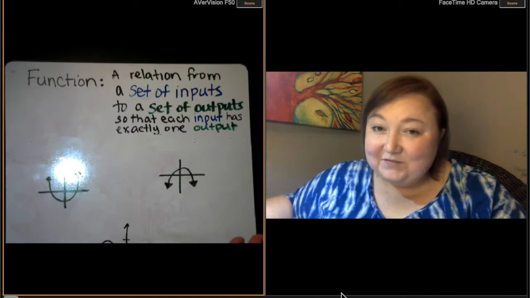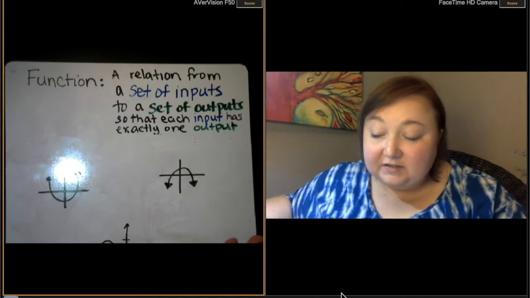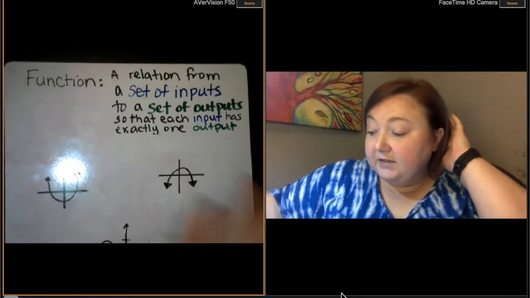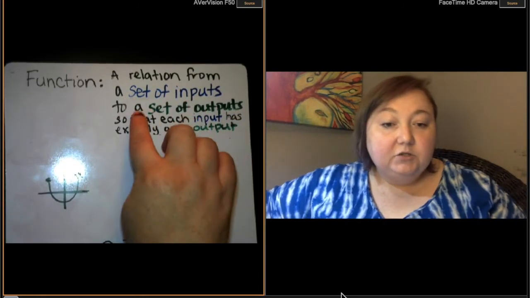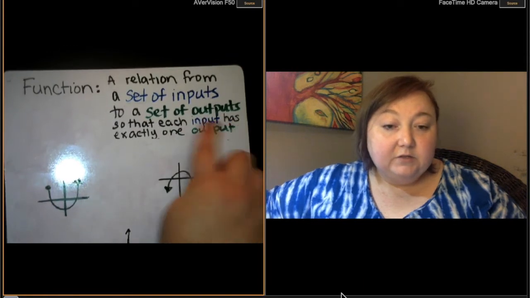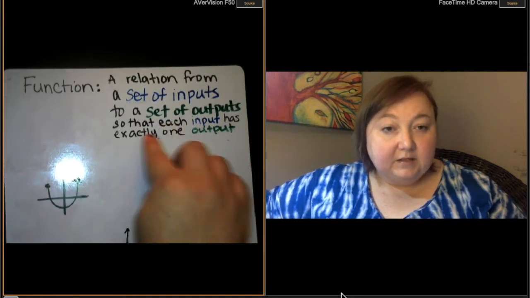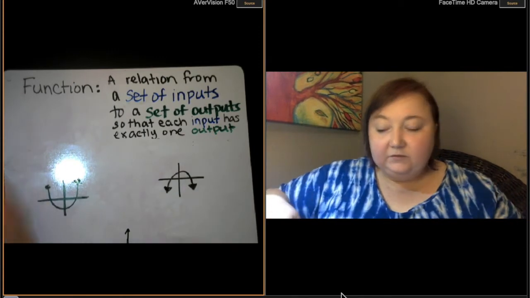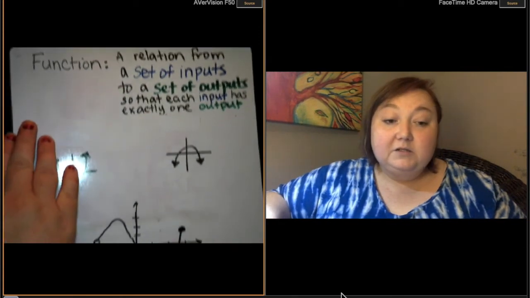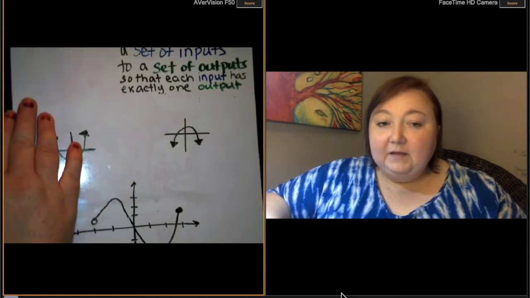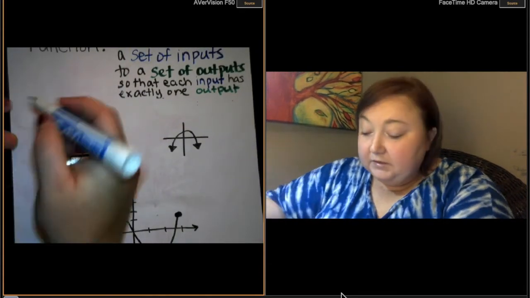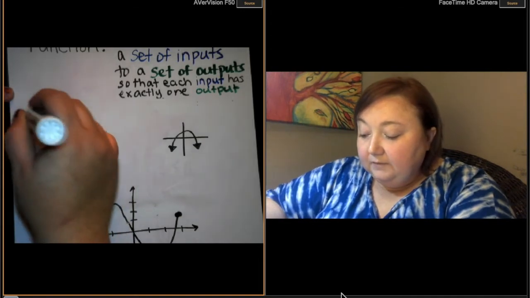First one is a function and defining what a function is. So a function is a relation between a set of inputs to a set of outputs so that each input has exactly one output. So we're talking about inputs and outputs here. So hopefully that is reminding you of two terms, and that is domain and range. So the set of inputs is your domain.